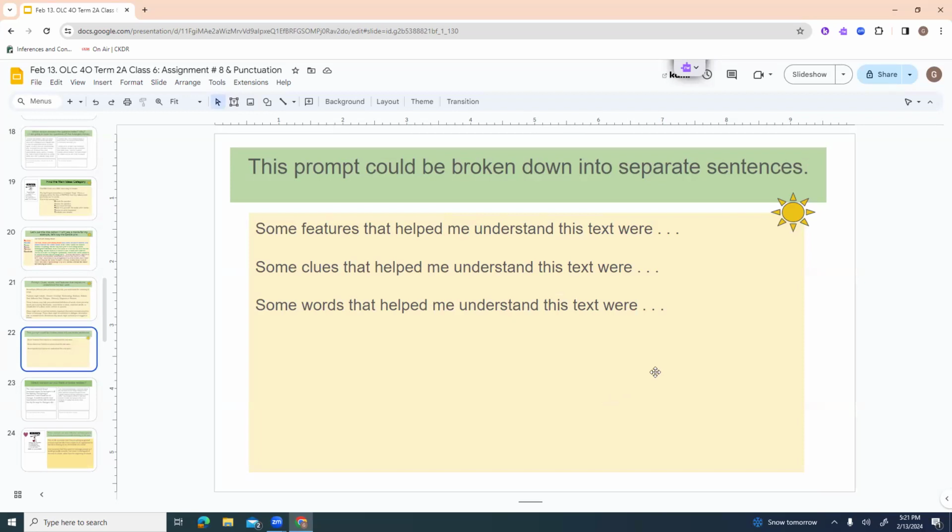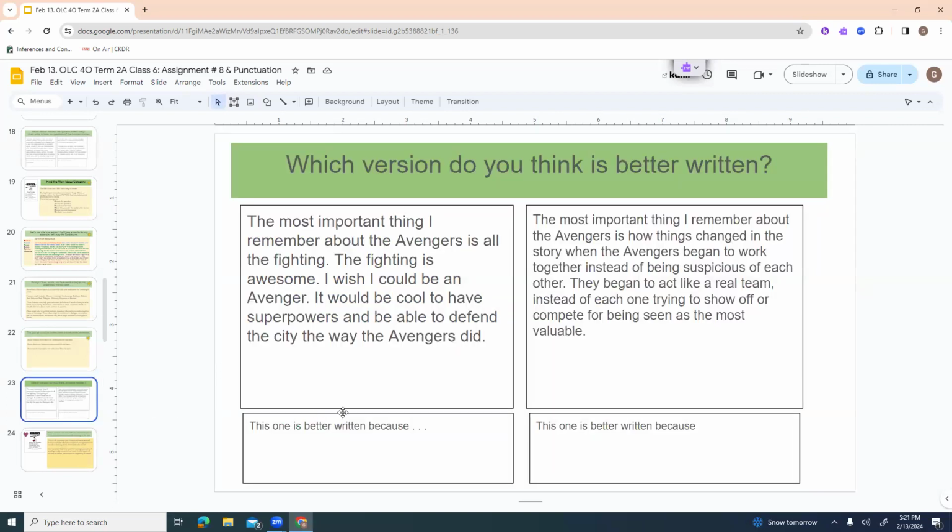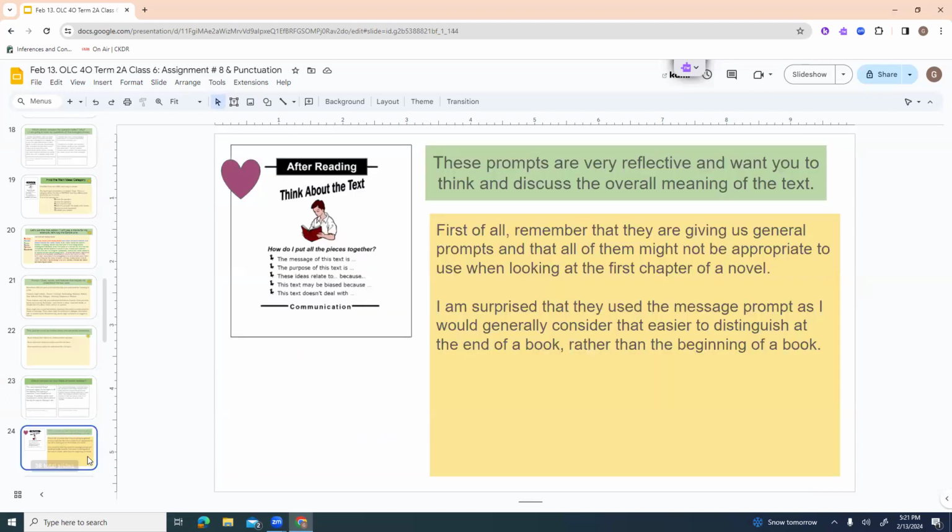So if you were using that prompt, you could break it down into separate sentences or pick one part that's really important. Some features that helped me understand this text were, some clues that helped me understand this text were, some words that helped me understand this text were. So again, I think this is a tough one, but if you are feeling drawn to it, by all means use it. So here is, oh, I don't think that relates to that one. I'm going to come back to that.